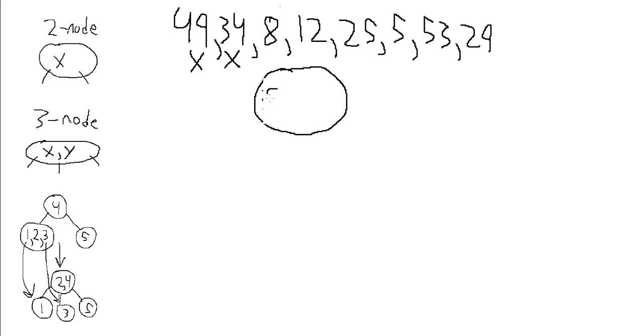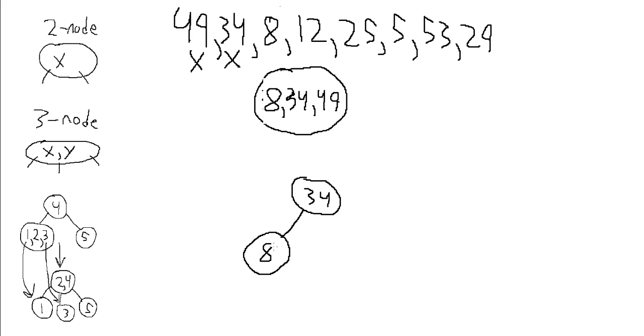8, 34, 49. And so now we've gone from a 3 node to a 4 node. If you remember from our example, this means that we need to split things up. So the 2 outer values are going to go down, and the inner value is going to go up. So we're going to have 34 at the top, 8 here, and 49 here.